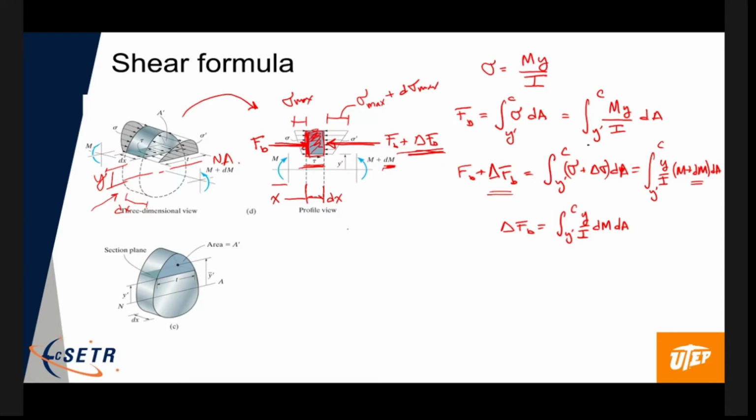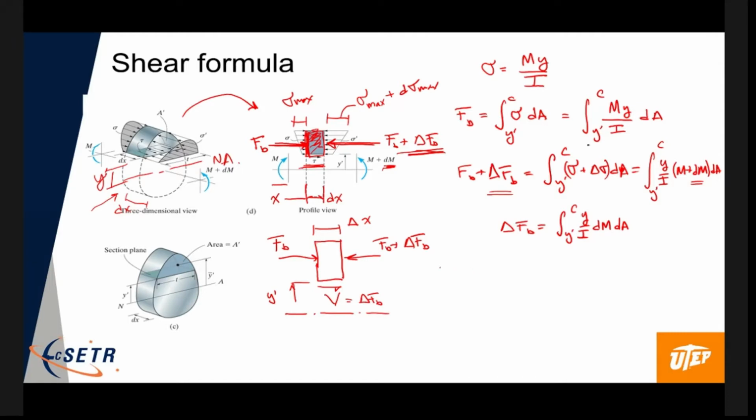So if we were to redraw this, what we have is this little element like this. Again, this is at a distance y prime off of the neutral axis. This distance here is delta x, and we have a force acting in this direction and this direction due to the bending. This is the force due to the bending, and this is the force due to the bending plus the change. And then to resist that, we're going to have a shear force acting this way. So this shear force has to equal delta FB to keep it in equilibrium.